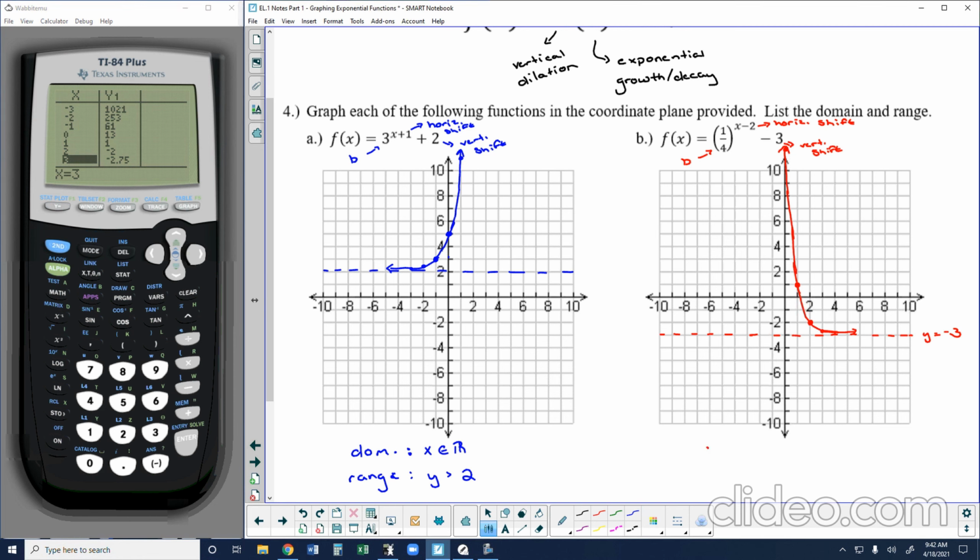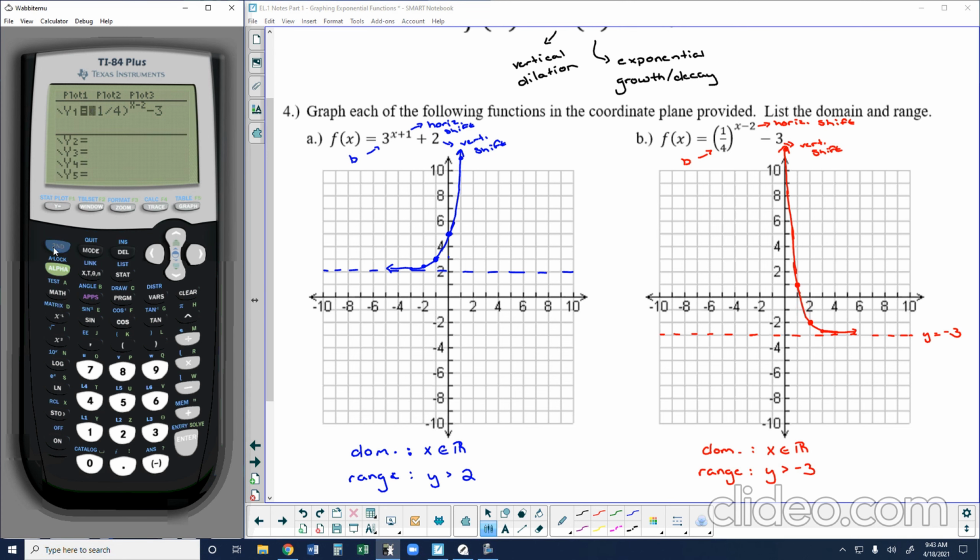The domain is the same as it was before. We can see that x exists within all real numbers, and this is going to be common for graphs of exponential functions. The range, in this case, is above the horizontal asymptote. The range is going to be greater than -3. Now, this is going to be the case for all exponential graphs unless they have a vertical reflection.